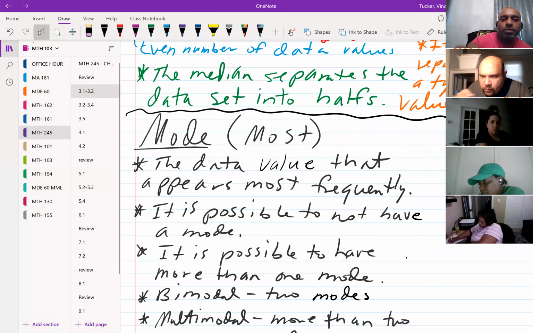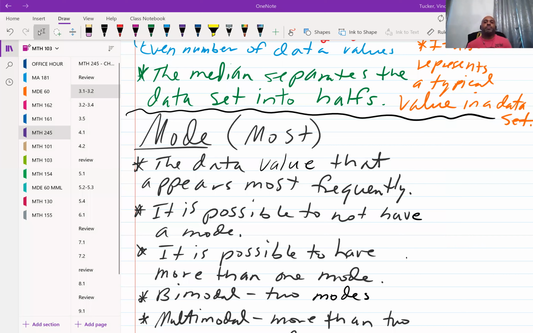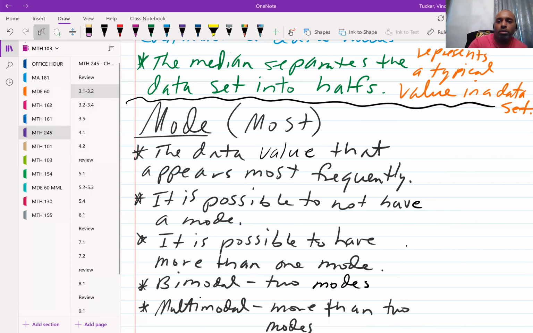So next one is the mode. You think about the most, it's the data value that appears the most frequently. It is possible to not have a mode. It's also possible to have more than one mode. So if you have two modes, that's considered bimodal. More than two is considered multimodal.